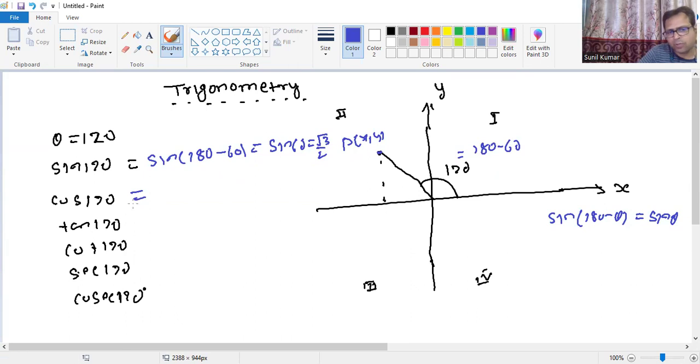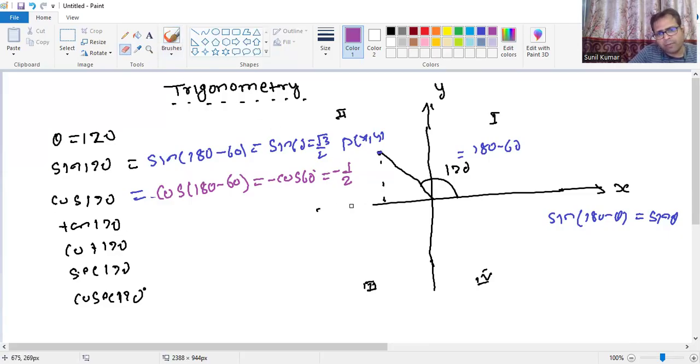Similarly, if you are going to find the cos 120 value, the same concept we can use here. So we can write cos of 180 minus 60. In the second quadrant, you know that cos is negative. So it will be minus cos of 60 degrees, and you know that cos 60 is 1 by 2. So minus 1 by 2. So cos 120 value becomes minus 1 by 2.